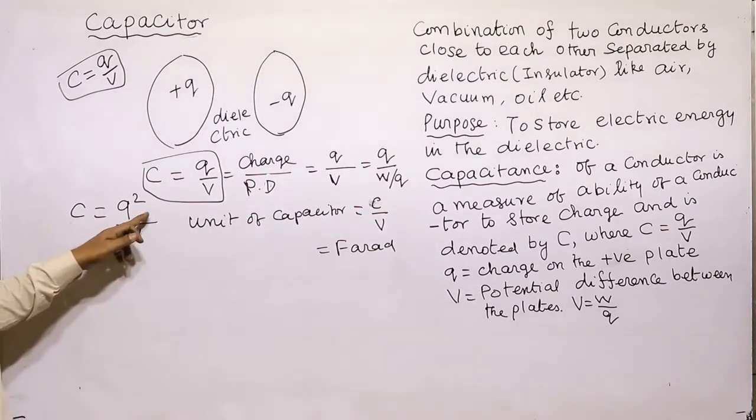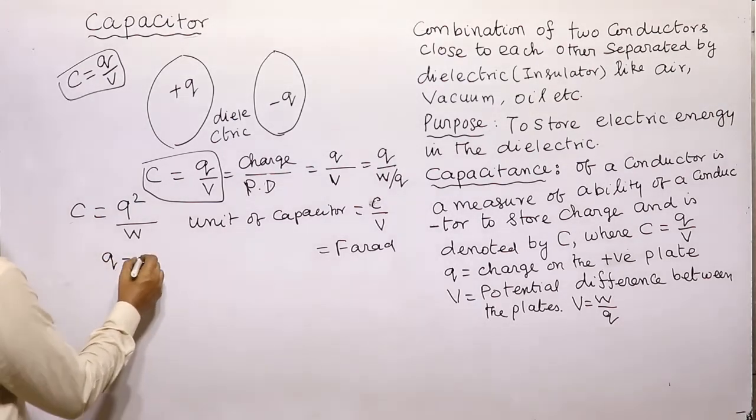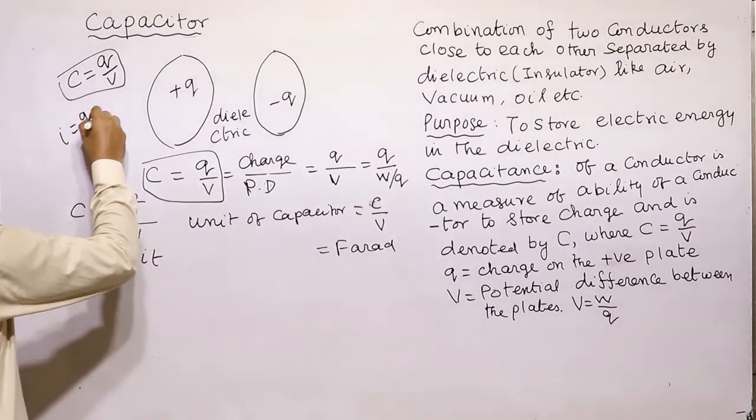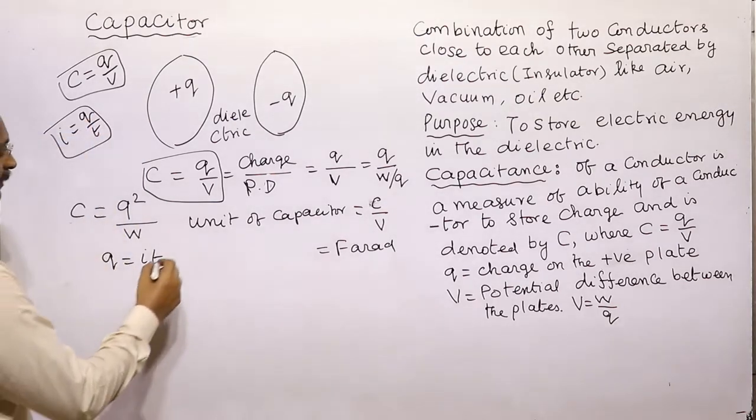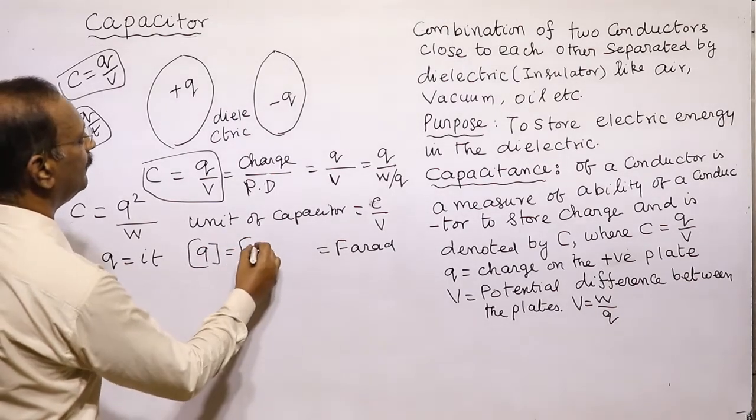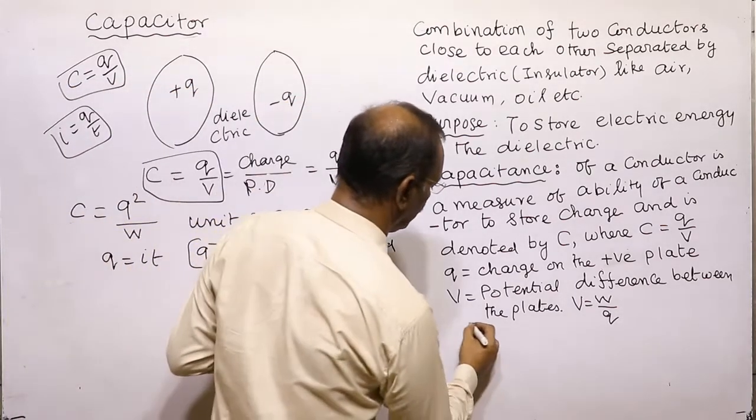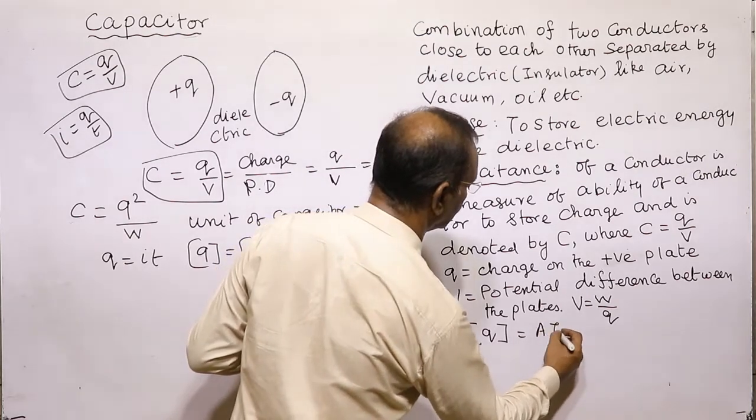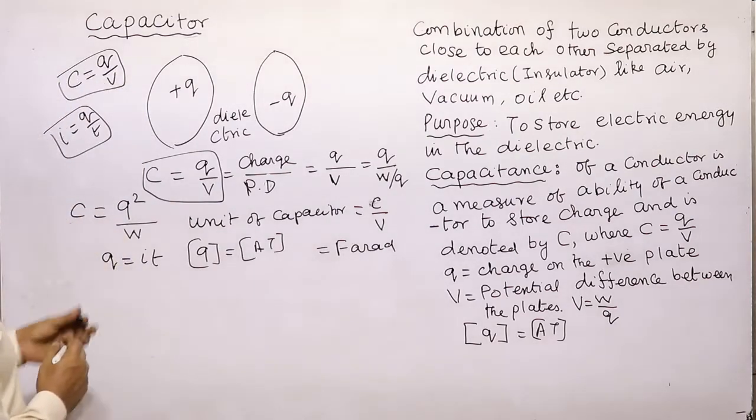Now capacitance is equal to Q square by W, where Q is the charge. So Q is equal to I into T, because current is charge in a specific time. The dimension of Q is I, meaning ampere, and T, meaning time. So the dimension of Q is ampere into time.